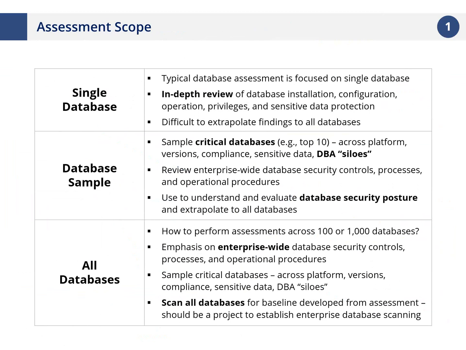We can identify some of the enterprise-wide security controls that may be missing because, again, we've looked at enough databases. So therefore, now we're sampling across the databases. And the sampling here is very critical because, again, there are silos of DBAs potentially, of platforms, versions, compliance, sensitive data. So when we look at a sampling of databases, we tend to want to look at the critical databases.